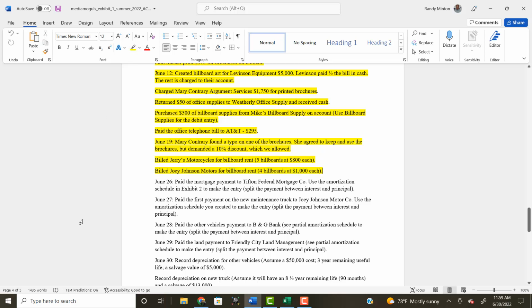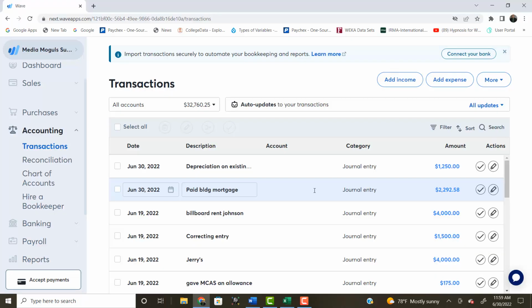All right, now the next one, I'm doing one of these for you, and then you get to do the rest of them. And that would be this one on the 26th, the 27th, the 28th, and the 29th. Okay? So, paid the mortgage payment to Tifton Federal Mortgage Company. Use the amortization schedule in Exhibit 2 to make the entry. Split the payment between interest and principal.